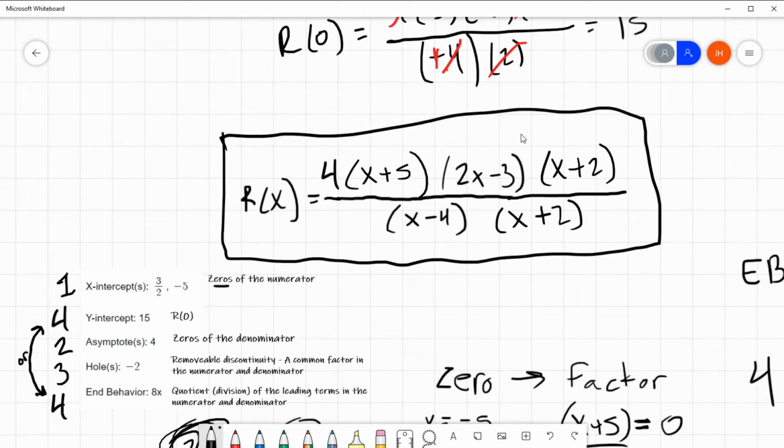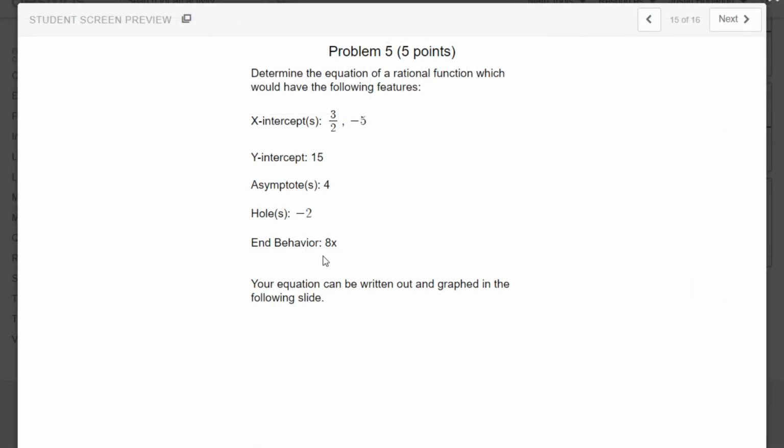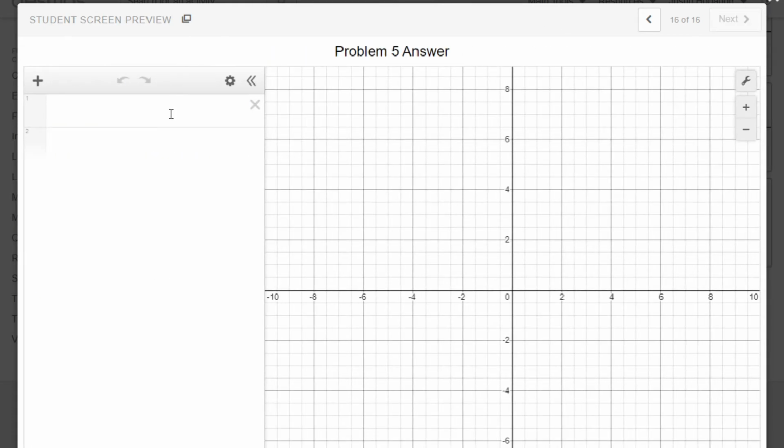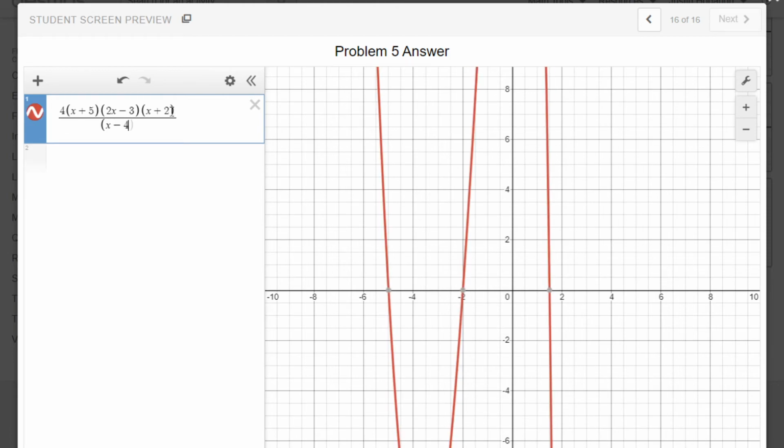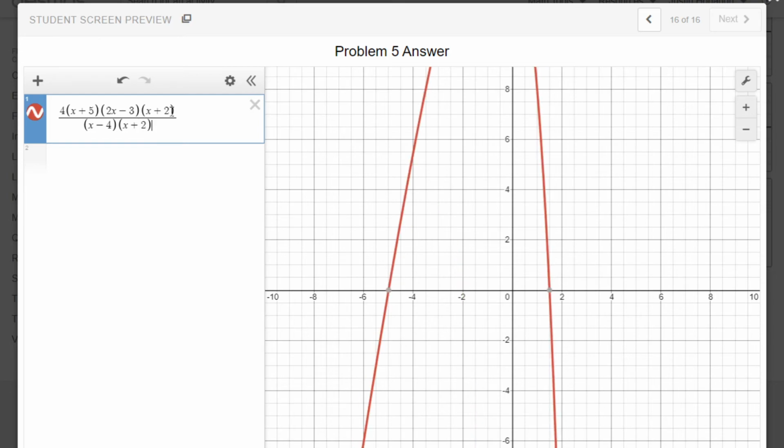Now let's go ahead and go back to the problem from my Desmos activity and check it out. So I'm going to graph that. So the graph was 4 times x plus 5 times 2x minus 3, was it? Yes, and then times x plus 2. And on the bottom we had x minus 4 times x plus 2.